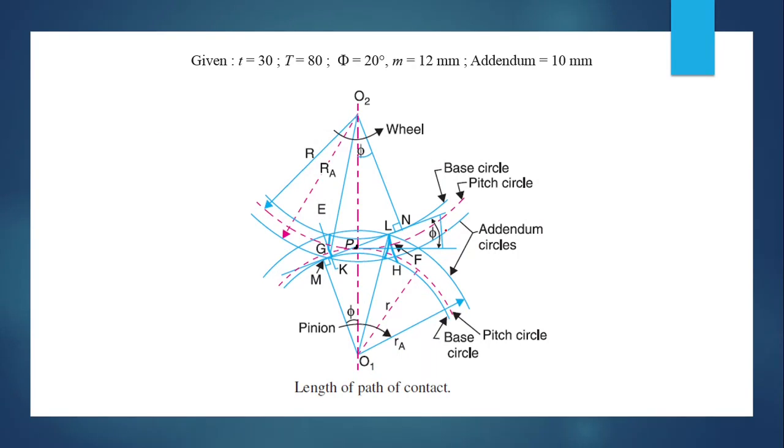Okay, here this is the figure. We already discussed this figure, how to derive the length of path of contact, and we already know that the length of path of contact is equal to KL. The distance KL is the length of path of contact. Here small letter t is equal to 30, capital T is equal to 80 and phi is equal to 20 degree, module is equal to 12 and addendum is equal to 10 mm.